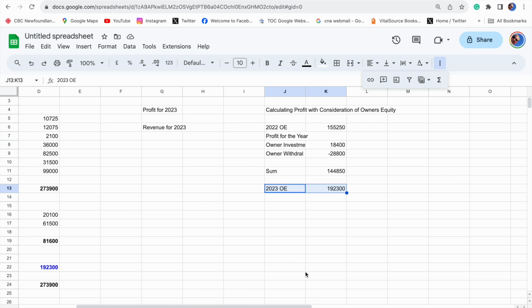The only thing that could account for the difference would be profit. In order to calculate the profit, then, it is the difference between the two. So profit would simply be the 192 minus the 144, and that would give you a profit of $47,450 for 2023. And that's how you figure that out.